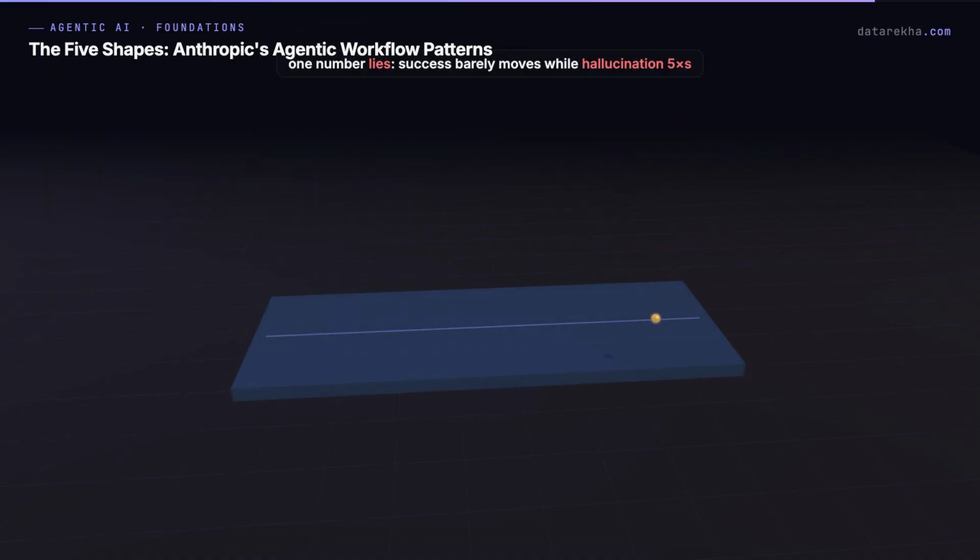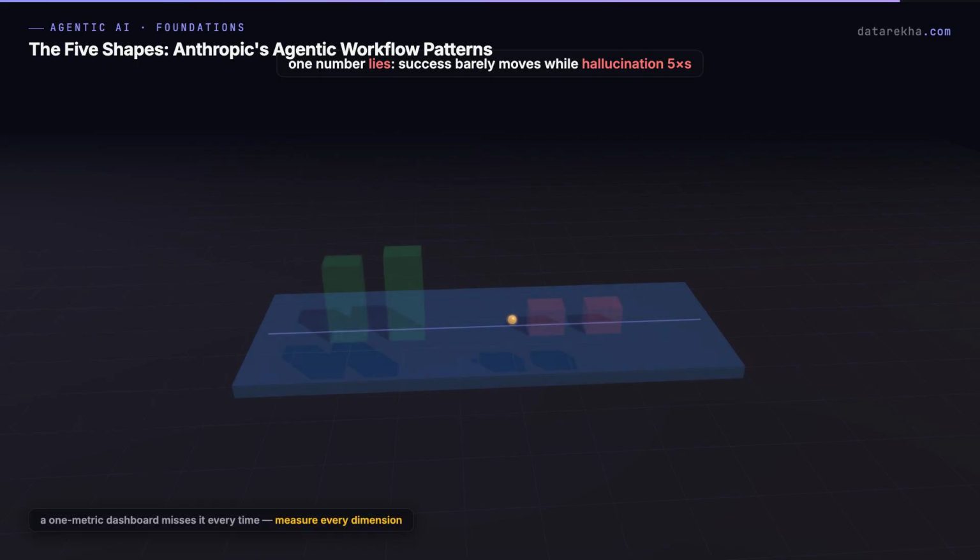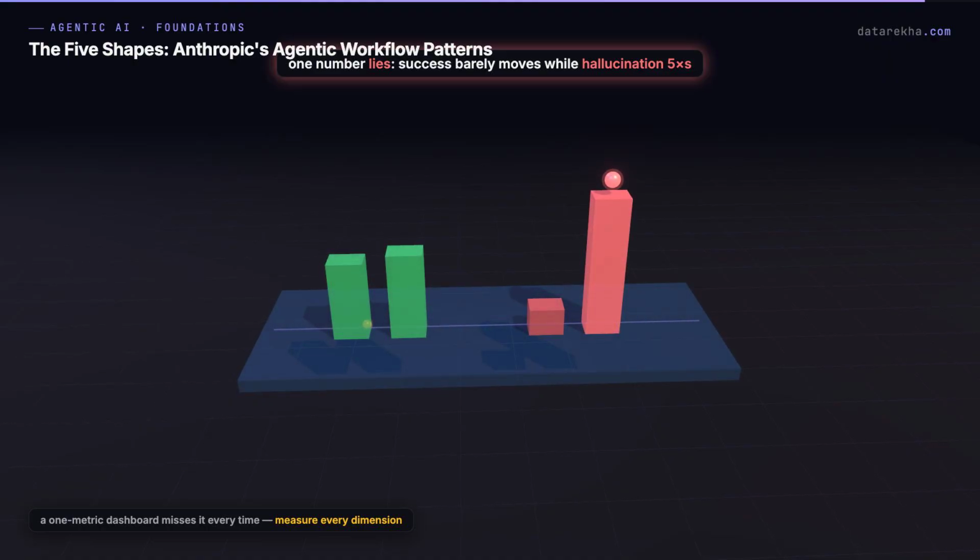And one more trap worth naming. When you do measure these systems, a single number lies to you. Toggle two versions and the success rate barely moves, an easy ship, while the hallucination rate quietly quintuples. That's the regression a one-metric dashboard misses every single time.